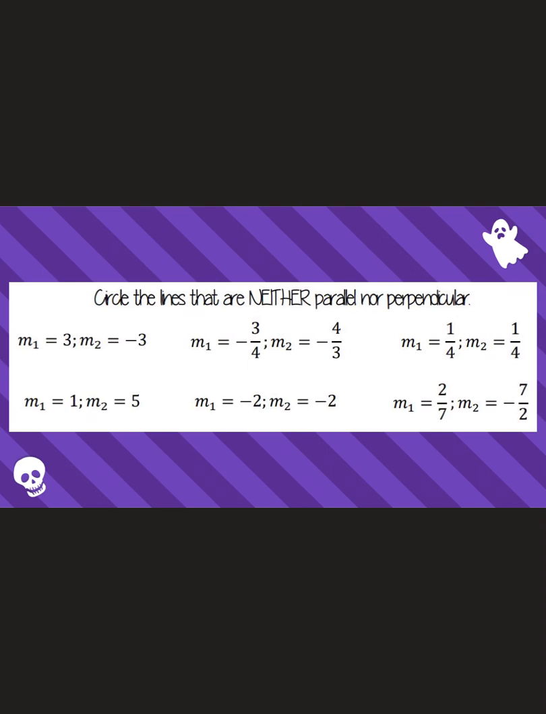All right, let's find the neither. It can't be parallel, can't be perpendicular. This is the cross. So is the first one parallel? No. Did it flip? No. So this one is neither. How about this middle one? It flipped. Did it change the sign? So that's neither. What about these two? They're the same, so they're parallel.